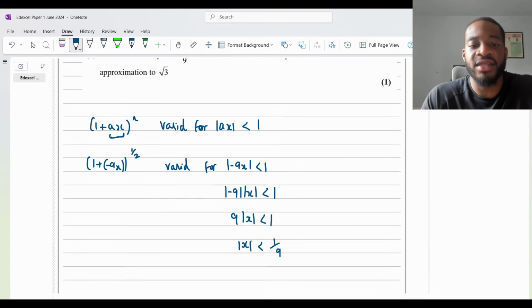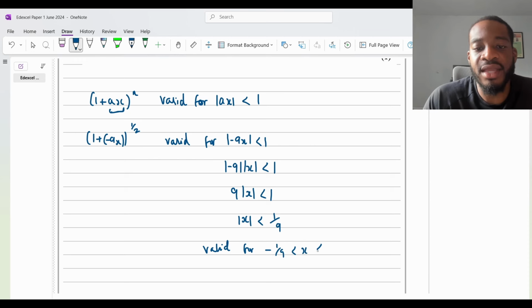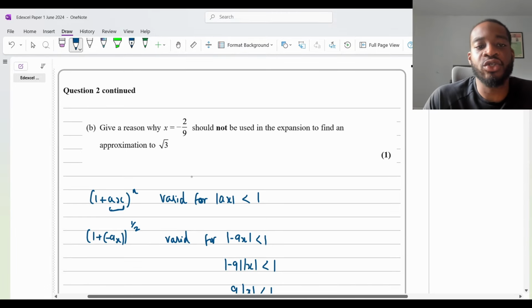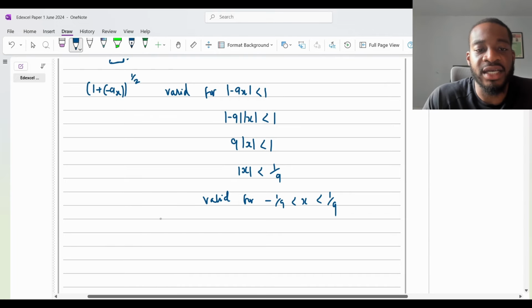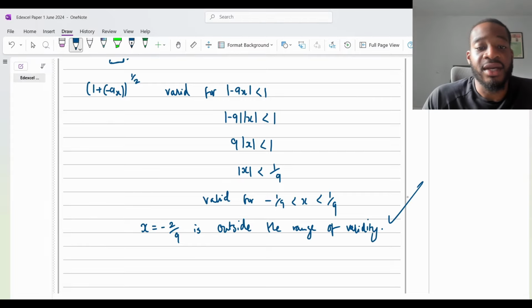And what does this mean? Remember, this just means that this is valid for values of x between minus a ninth and 1/9, right? So reading the question again, why is x equals minus 2 over 9 not suitable, right? It's because it's outside the range of validity. So all you're going to say is that x equals minus 2 over 9 is outside the range of validity. And that is it. And that's question 2 finished.